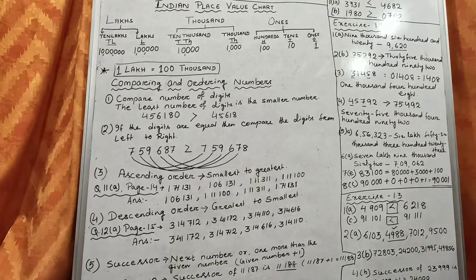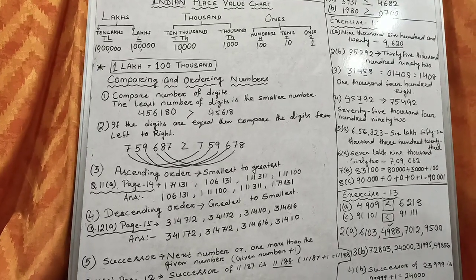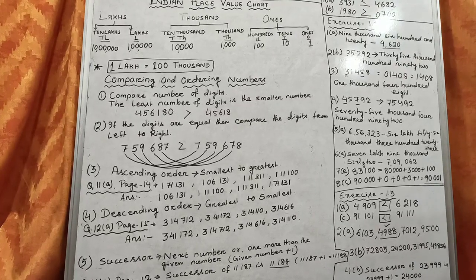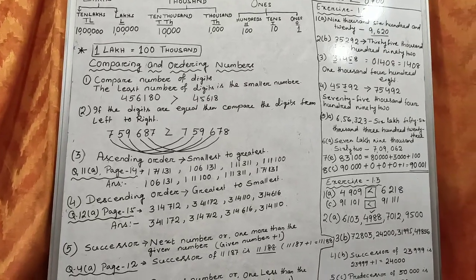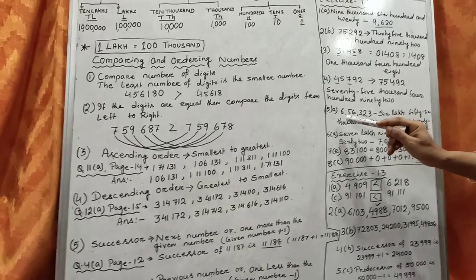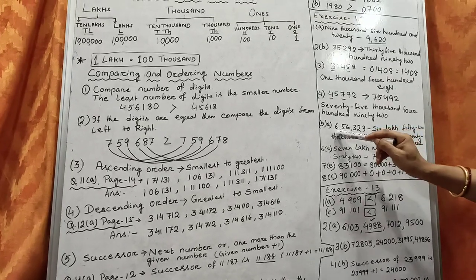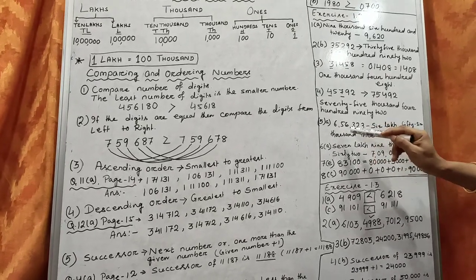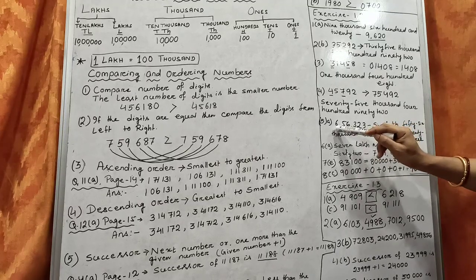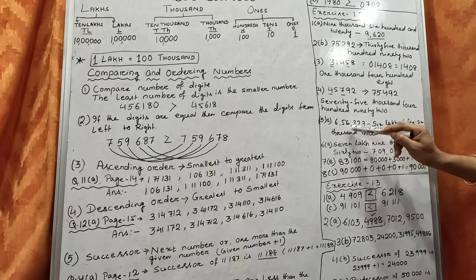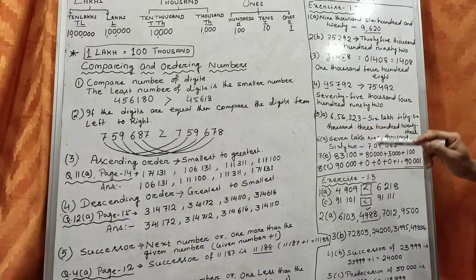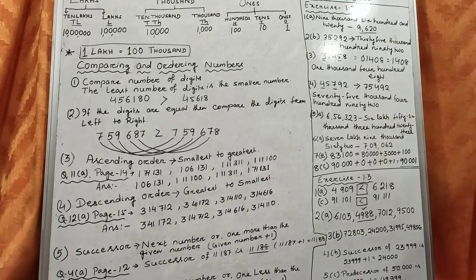Then come to question number 5. Here also numbers are given. You have to write in words. This is a 6-digit number. So 6 is in the lakh place. How to read this number? This is 6,56,323.